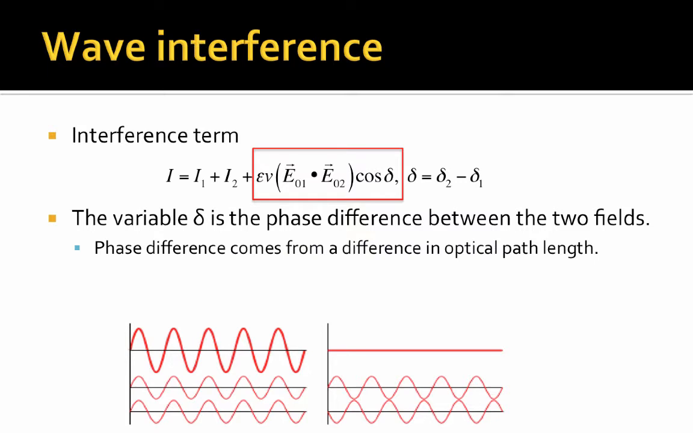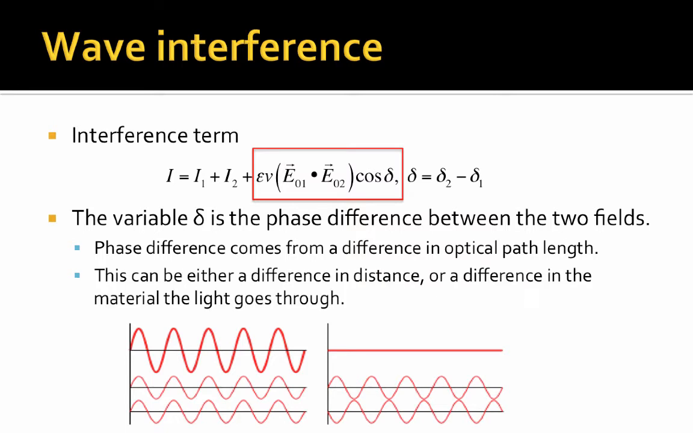So the phase difference delta comes from a difference in optical path length. The optical path length could be a difference in distance or a difference in material. So you could have an optical path length difference by sending one wave through glass and the other through air, even though they travel the same distance. Or you could have them travel different distances, or both. Anything that changes the optical path length of the two sources.